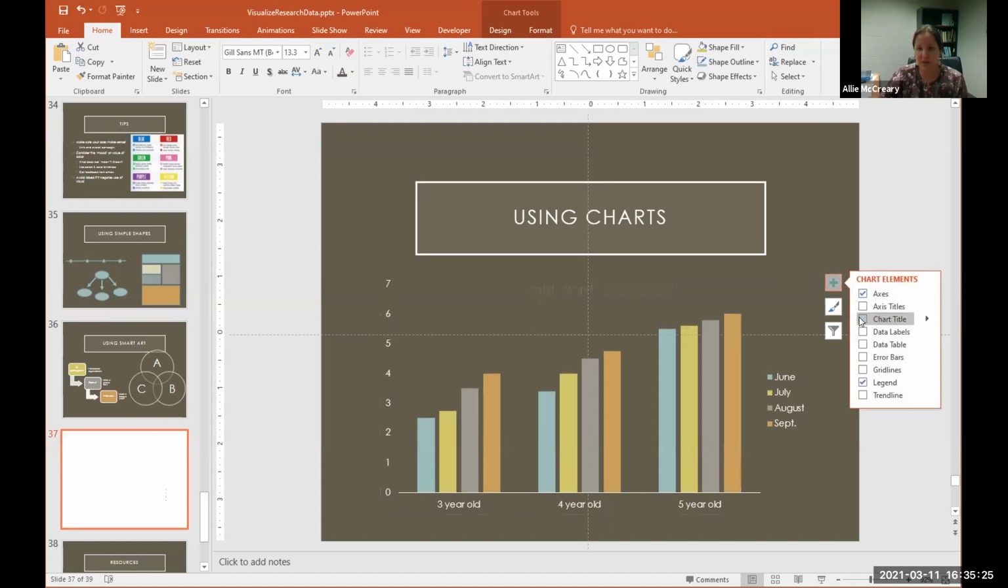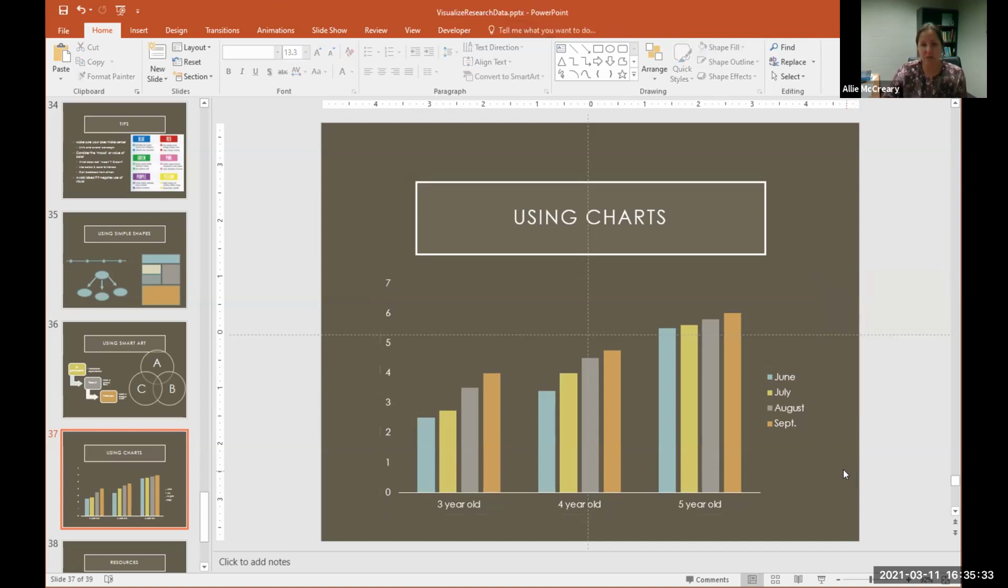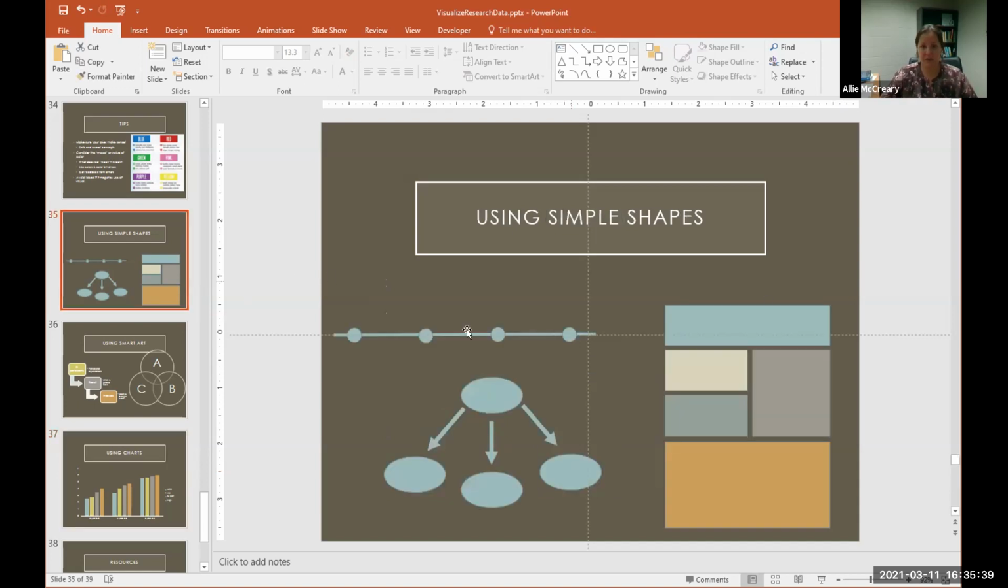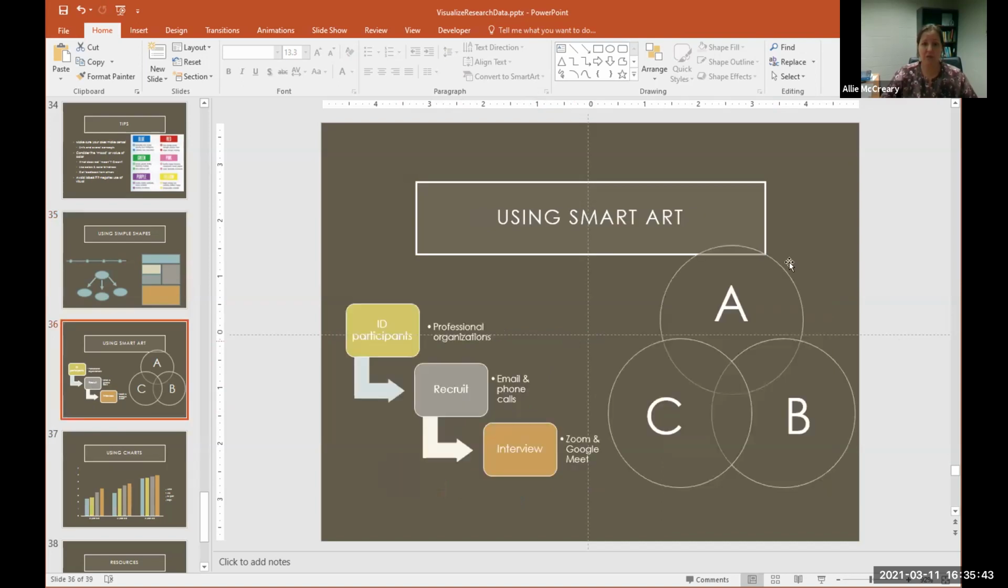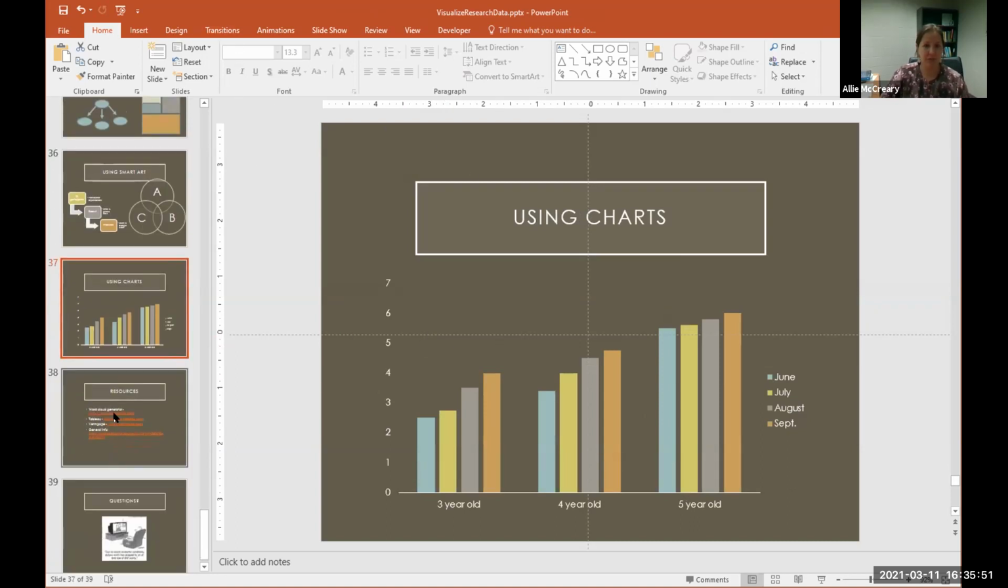You can add all sorts of things. You can add a chart title, you can take that away. You can add data labels or take those away. So all of these are just really great, easy tools. Don't feel like you're going to break anything. Just come in and start playing around. Maybe you start super simple, just with shapes and text boxes. Maybe you find what you need under one of these standard templates, or maybe you get in and start using some of those charts as well.